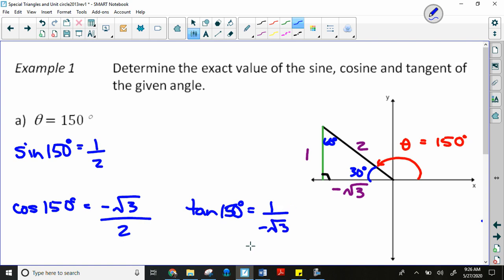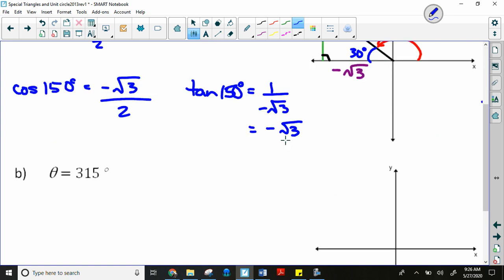Let's rationalize the denominator. I'm going to put the negative up in the numerator because you know I like to have my negatives up there, over 3. How did I get that again? We're just multiplying by root 3 over root 3. Okay, so I just threw that negative up top. I don't like it when they're in the denominator. So that's why it's up there.